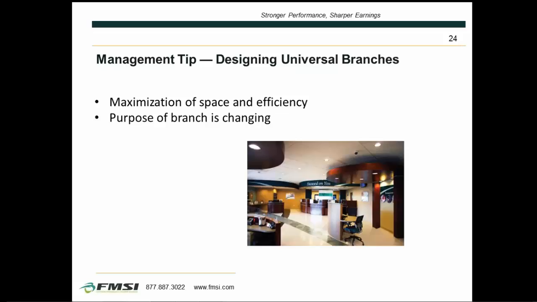The branch design on this slide is an example of a branch that has Universal Associates. These environments are more welcoming, they maximize the smaller space they take up, and they facilitate how the purpose of the branch is changing. If you have considered remodeling existing offices or evaluating a new design in your upcoming offices, feel free to reach out to FMSI and we would be happy to introduce you to some of the industry leaders in branch design.